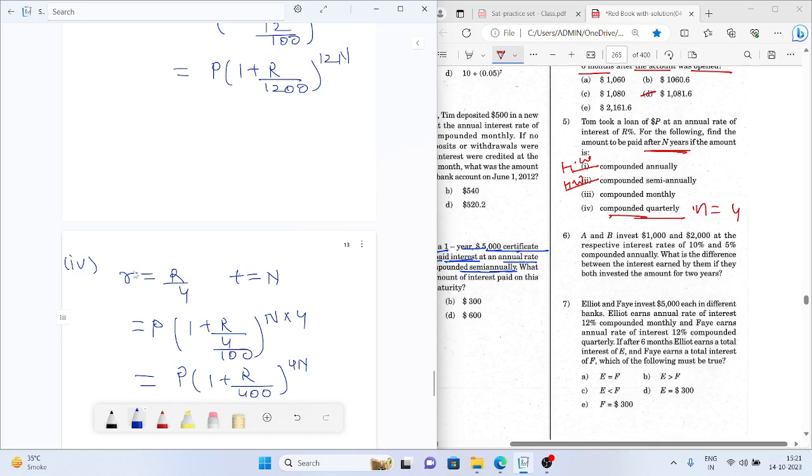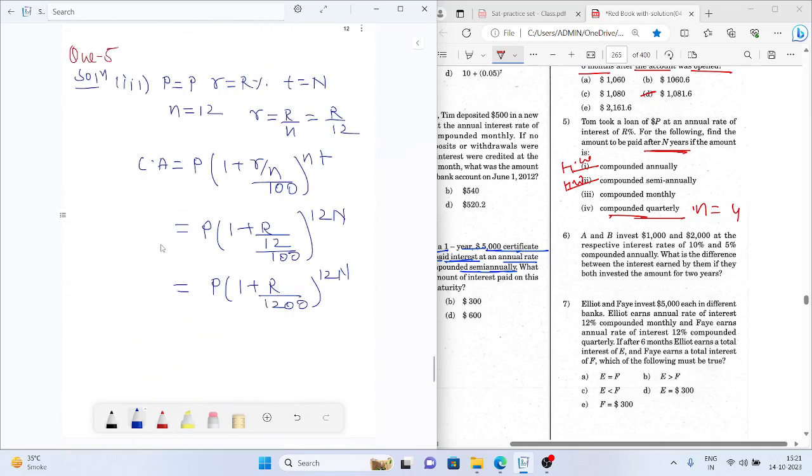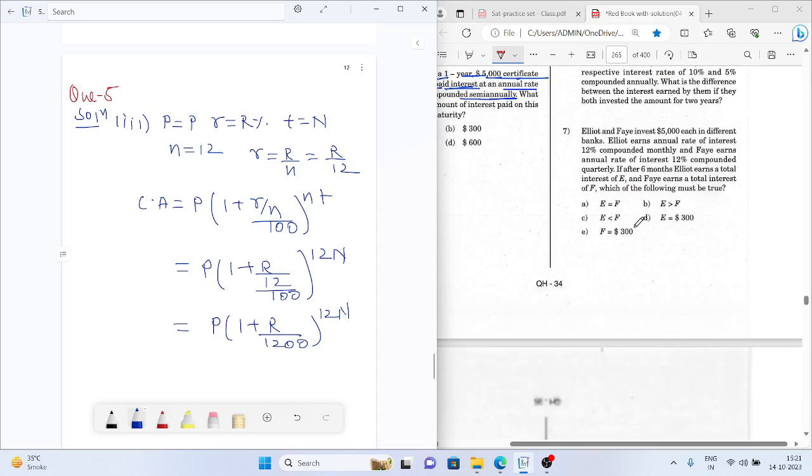Okay, so you got this. Please note this down, then we move forward. First you note this down, then the second question.